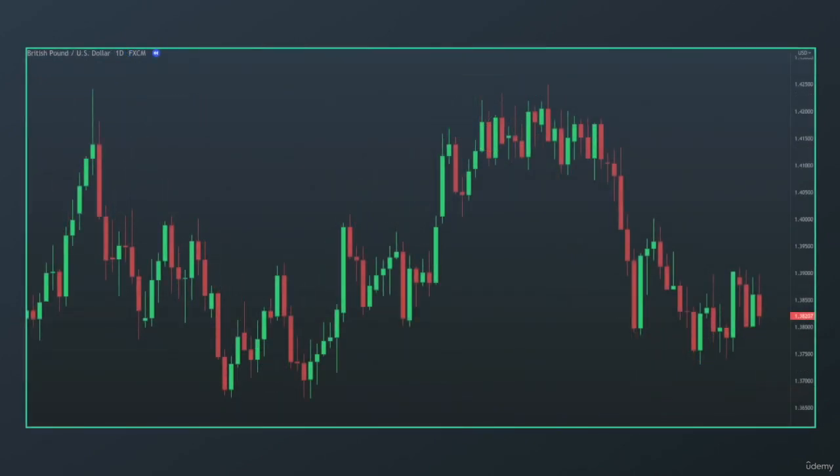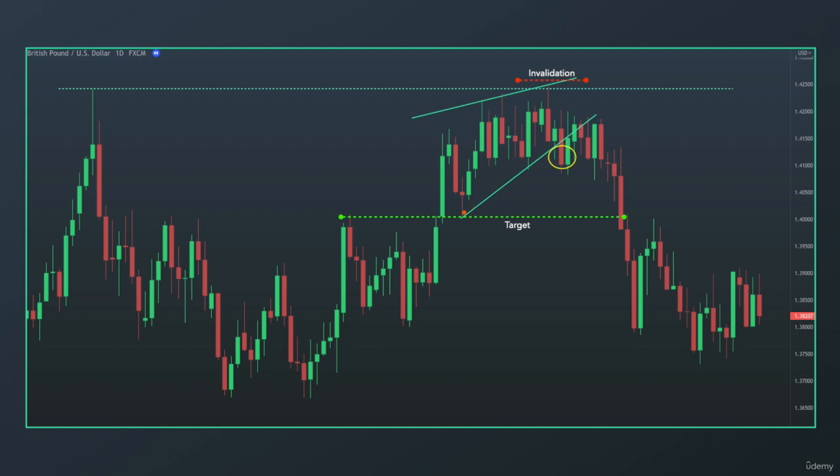British pound US dollar daily time frame. So coming from a downside move, it established a support level right here, and then rallied to the upside, making higher highs and higher lows. And then after this acceleration, price formed an ascending wedge pattern. We are also at a resistance level. Okay, so if we want to trade this pattern, we will wait for a breakdown and then invalidation above the high. So our target will be this level. All right, so this is where this pattern has formed.